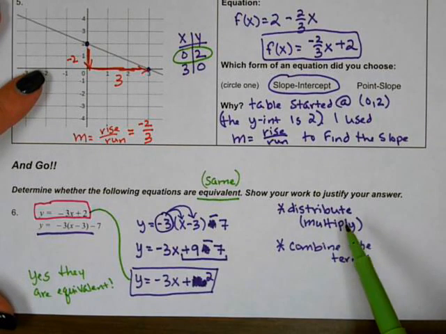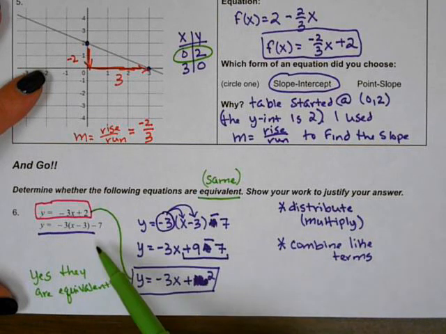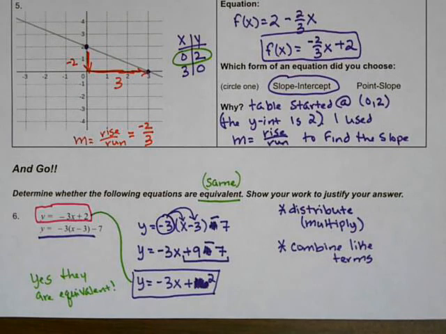So we were able to distribute and combine like terms to show that these two equations, although they don't look the same, they are actually the same. So we're going to do tons of practice in class with distributing and combining like terms.